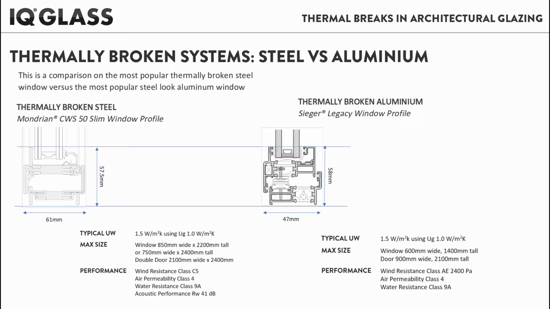Here you can see the Sega Legacy system, the steel look system from Sega, compared with the Mondrian CWS 50 Slim system, which is a thermally broken steel solution. You can see that the sightline difference between these two steel and aluminium systems is very small. The Sega Steel Look aluminium option is only 0.5mm bigger in sightline than the alternative steel solution.